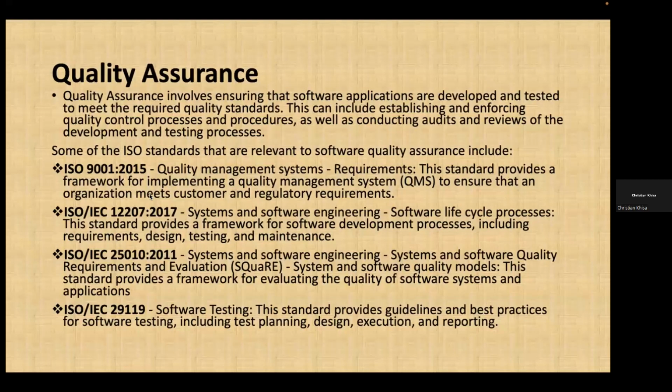Then another thing, when you go to ISO/IEC 12207:2017, this one talks about systems and software engineering. It talks about the life cycle processes. When we talk about the life cycle, it covers the development processes, the requirements of such a system, the design, testing, and the maintenance, because that is very important. You see, it's very categorical. And I know some of you are designing software for health.